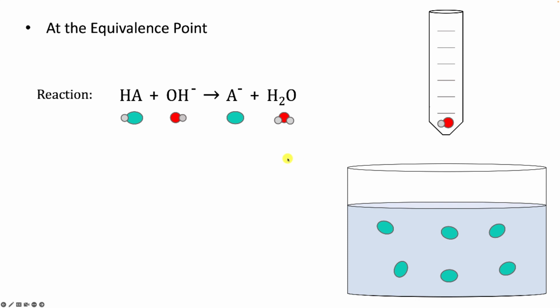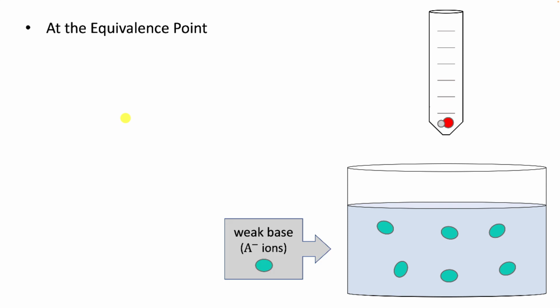So all of the HAs have been converted into A minuses, and we're no longer moving towards the equivalence point. We've now reached the equivalence point because we've added enough OH minus to fully react with the HA, so the number of moles of OH minus added was equal to the number of moles of HA we started with. All of the HA has been converted into A minus, so we're at the equivalence point. The predominant species, other than water of course, is the weak base A minus. The solution is going to be basic because of that.